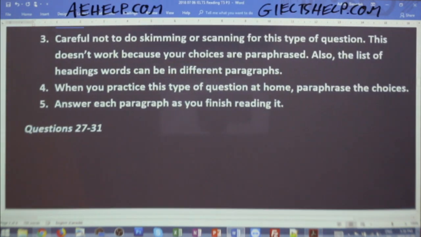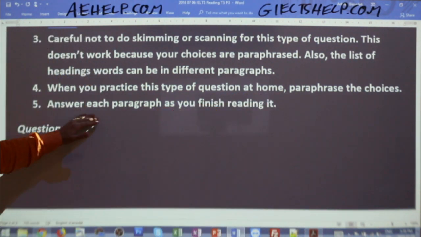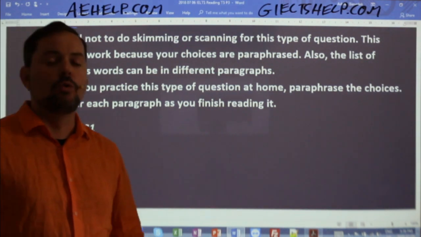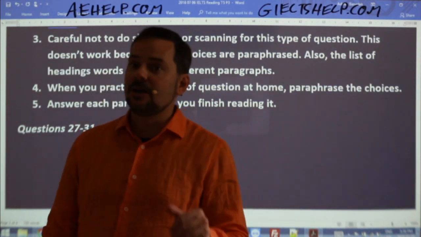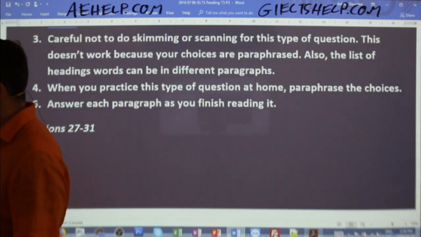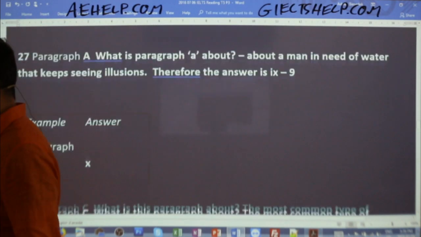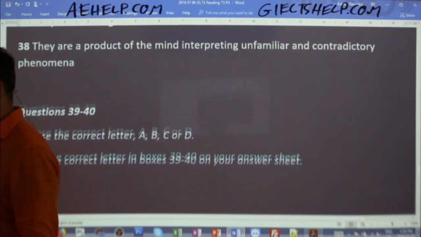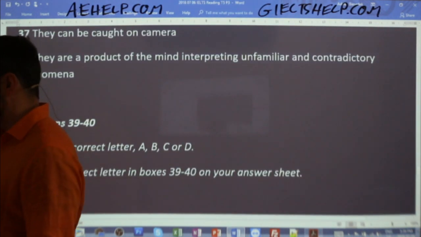When you practice these questions at home, make sure to do that paraphrasing for the choices that I showed you. And again, answer each paragraph as you finish reading it. You will almost always have one of these list of headings questions in your academic IELTS exam, and sometimes in the third section of your general IELTS exam as well, okay? So that's list of headings. Now let's talk a little bit about multiple choice, okay? We'll have some other questions here as well, but I want to talk about multiple choice strategy, all right?